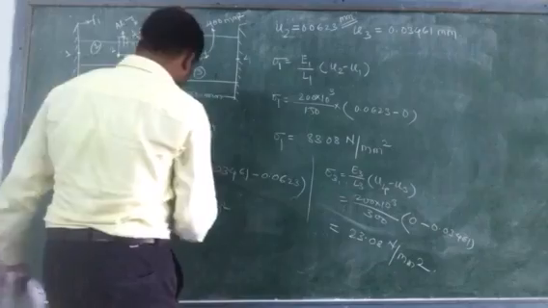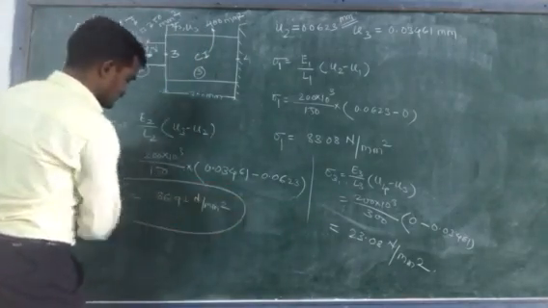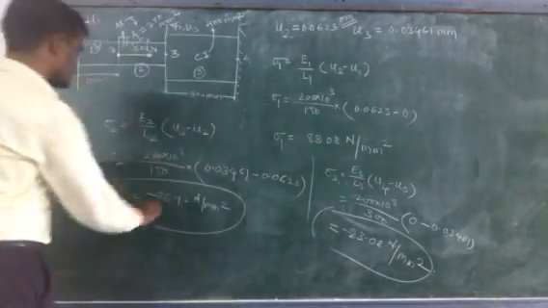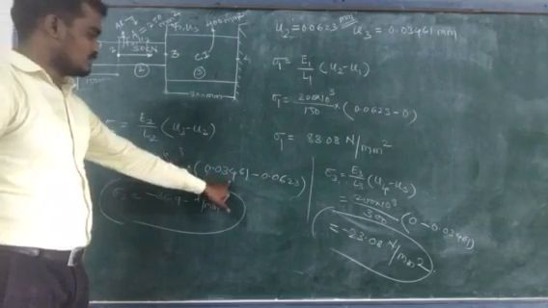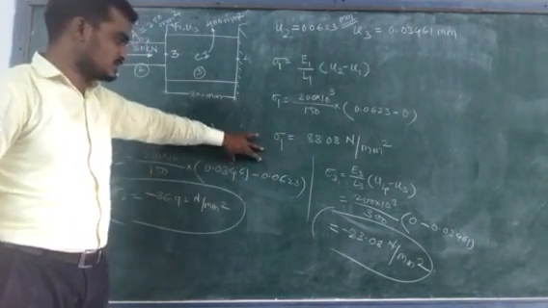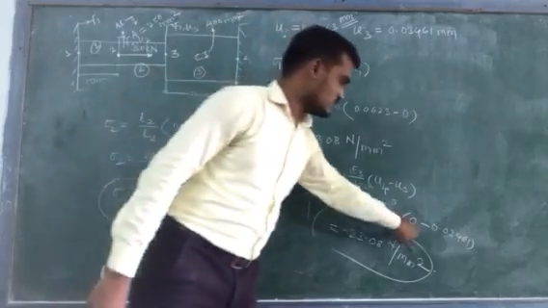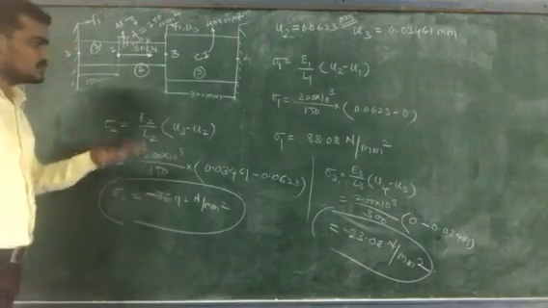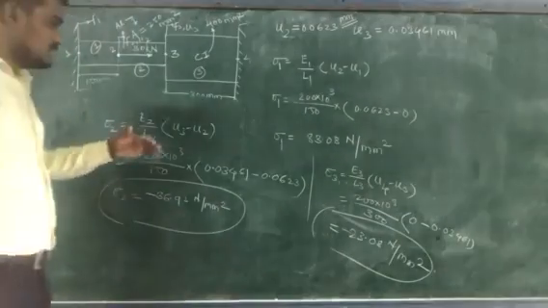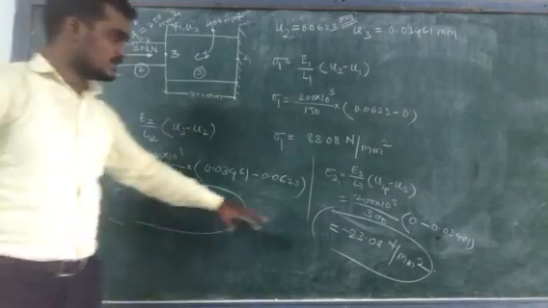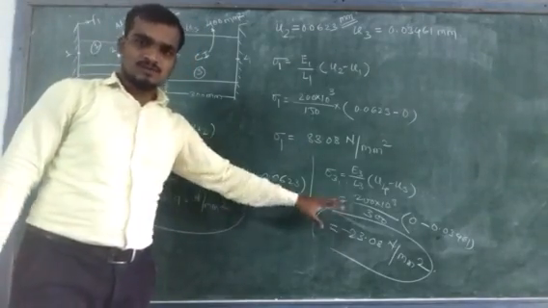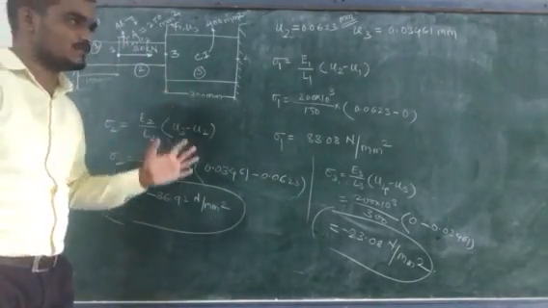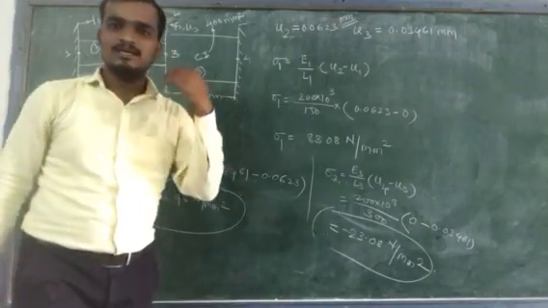Actually, these two values should be negative, because this should be compressive. 0.034 minus 0.062 should give a negative value. Similarly, 0 minus 0.03 should be negative. So sigma 2 and sigma 3 should be compressive and sigma 1 should be tensile. Okay, so in this way you get sigma 1, sigma 2 and sigma 3, and we have determined the stress values, displacements as well as the reactions.